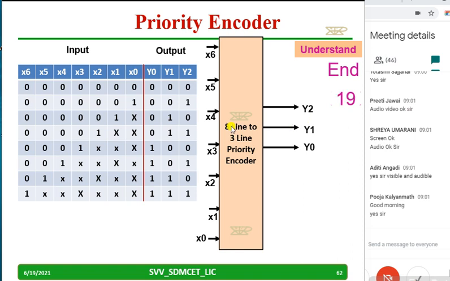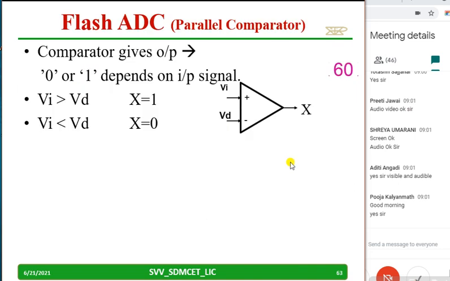Now, let us go to the op-amp comparator. This compares Vi and Vref. If Vi is greater than Vref, automatically X will be high. If Vi is less than Vref, X will be 0. Just copy this down, because this circuit and the priority encoder are part of your flash A to D converter. Whenever Vi is less, the output will be low. If Vi is high, the output will be high.